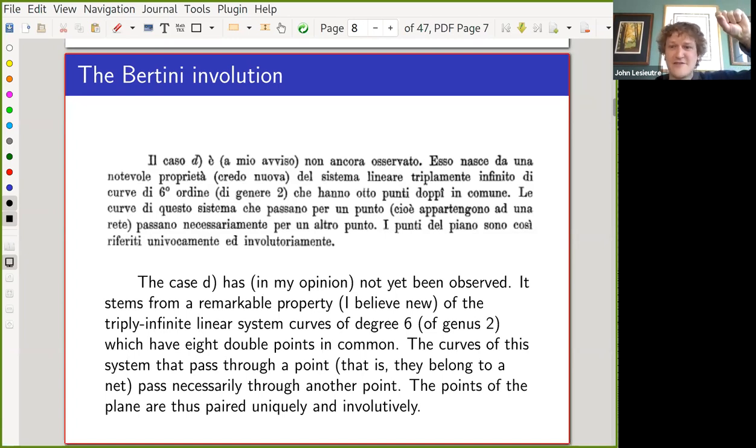You can just dimension count. All of them that go through Z also go through some other point. And that other point that's paired with Z is the image of Z under the Bertini involution.